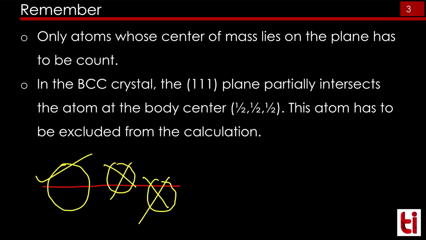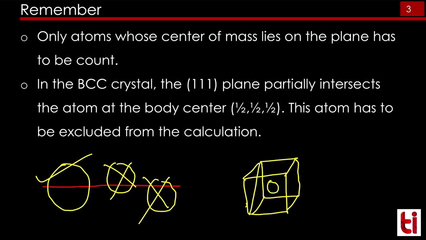The second thing is that in BCC, the 1 1 1 plane partially intersects the atom at the body center. Suppose we find it for BCC, this is BCC, there is an atom at the center. If we draw the 1 1 1 plane here, this plane will partially intersect this atom at the center, and if you look at the side view, it will look like this. So this atom is not exactly at the center, that's why you cannot use it for the calculation of planar density.